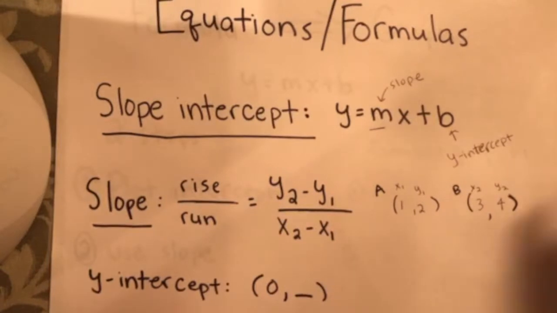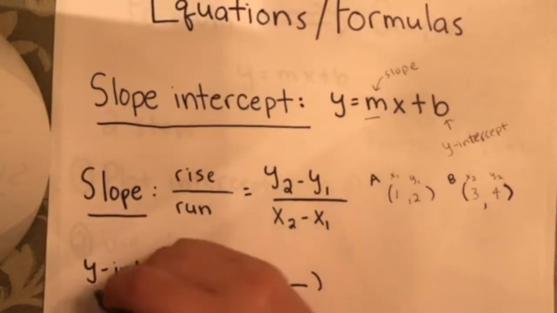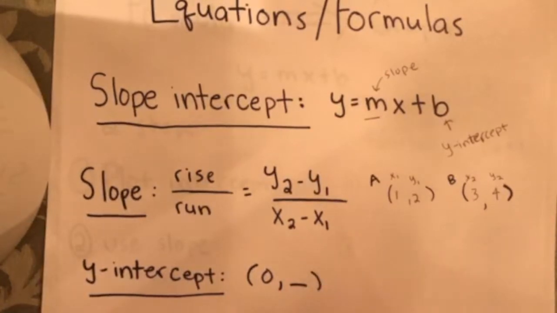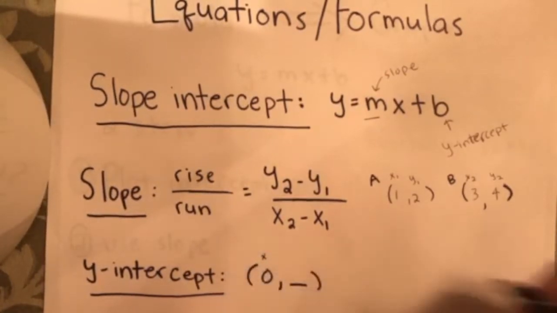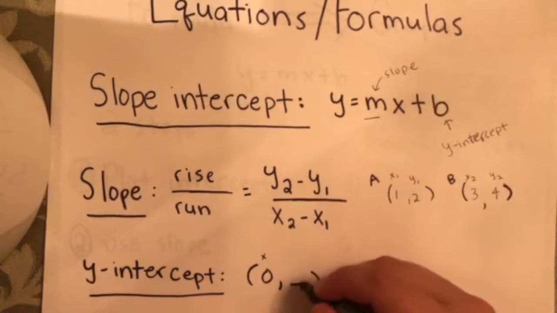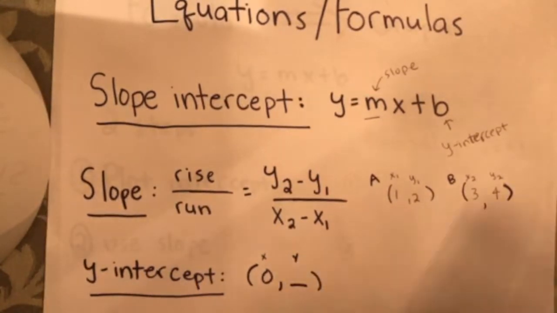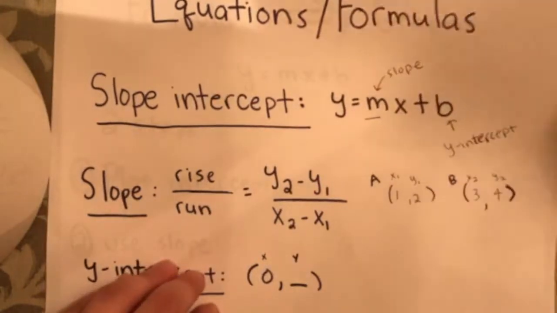And then the last thing we need to remember is y-intercepts, big thing. So whenever we plot the y-intercept, it's always going to have a 0 for the x value and whatever number that it crosses the axis for the y value. Okay, let's move on.